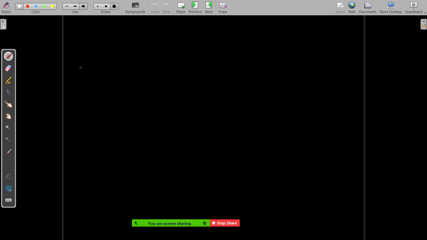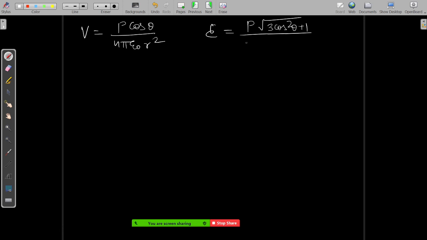Now V equals what? P cos theta by 4 pi epsilon naught r square, and electric field is what? P under root of 3 cos square theta plus 1, by 4 pi epsilon naught r cube. All right, this is your electric field. Now let's say theta equals 0. Theta equals 0 means V equals 0. What about E?